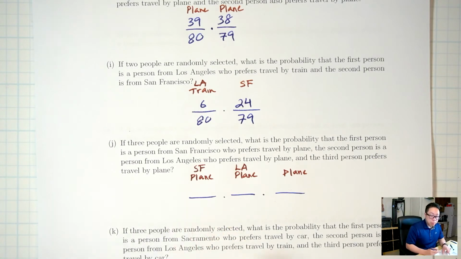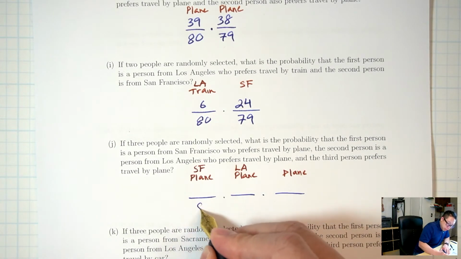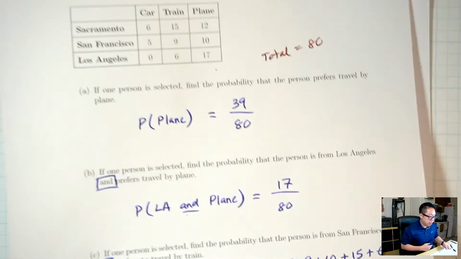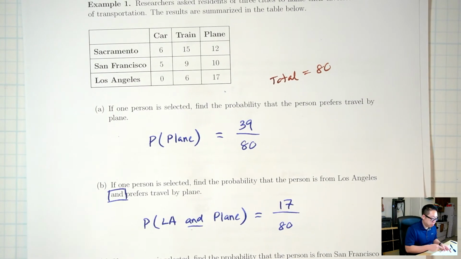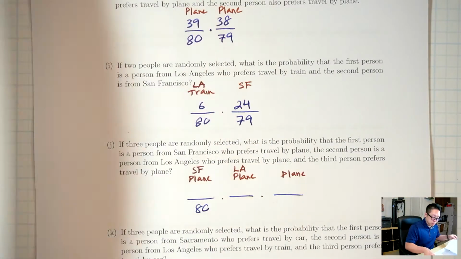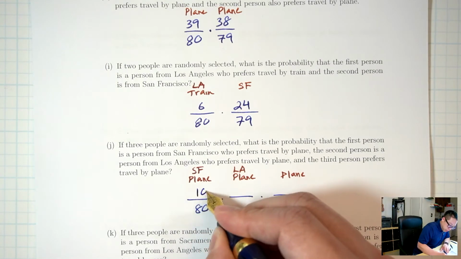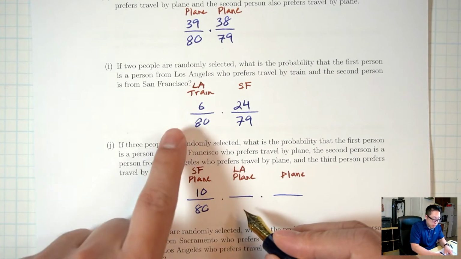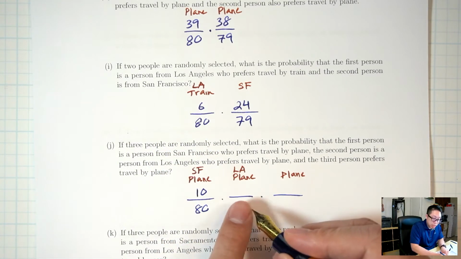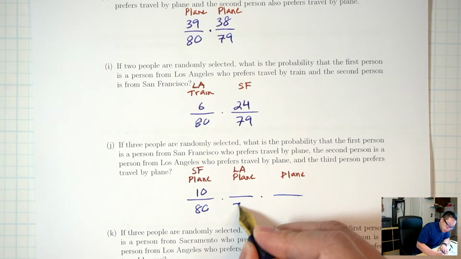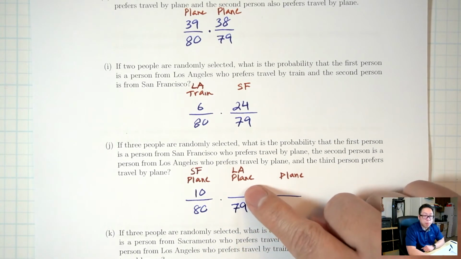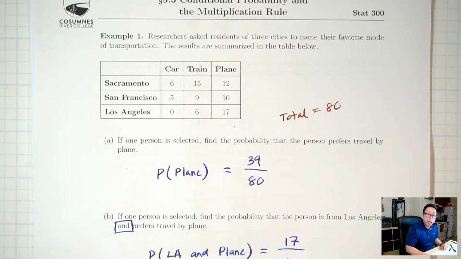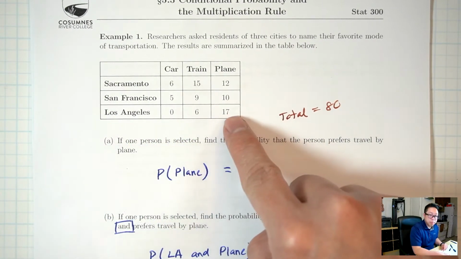First fraction, the bottom's going to be everybody, so that's 80. And then for the top, I want SF plane. So SF plane is 10. For the second fraction, for the bottom, keep in mind that we already picked one person already. So we're actually down to 79 for the second fraction. For the top, I want LA plane. LA plane would be 17.